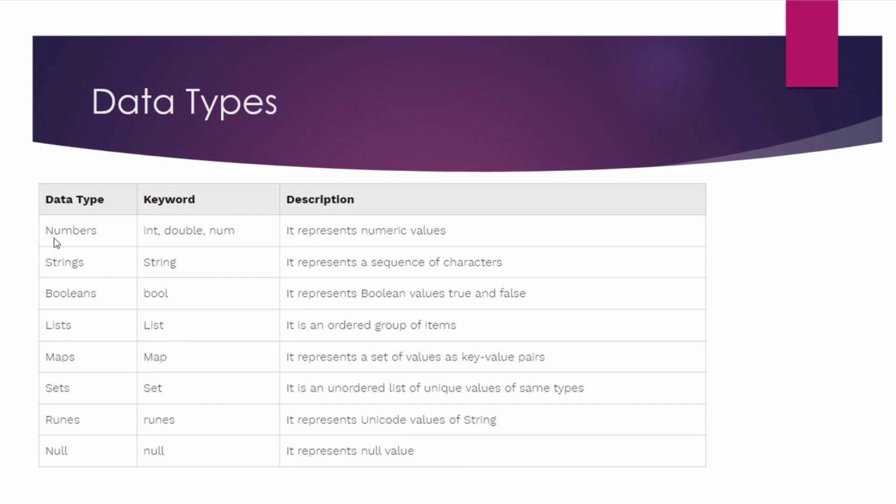So the first one is numbers. Integer, double and num are included in the number data type. It represents numeric values. If we have a requirement to store any numeric values in our Dart program, then we can use int, double or num data types, right? There are three data types to store numeric values. Now let me explain in VS Code.